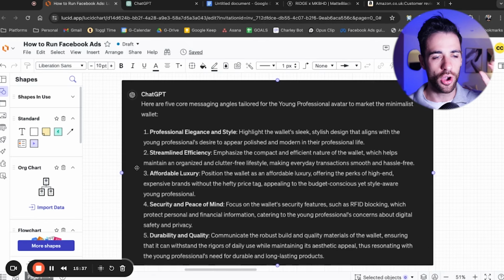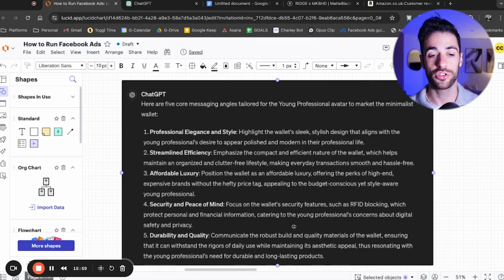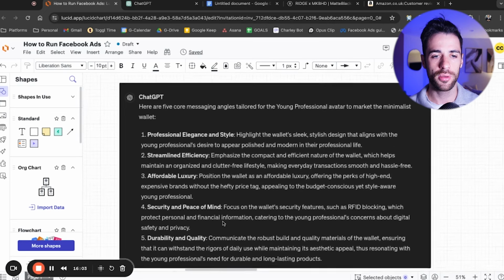Okay, so organization and being compact, two different angles. I would write them down somewhere. Affordable luxury, it's probably not a core angle. Security and peace of mind with the RFID technology. Maybe for some people that's important and that could be another angle. I don't think it's going to be one of the core ones, but that's somewhere else you could explore as well. And then durability and quality, right? So pick a few of them.